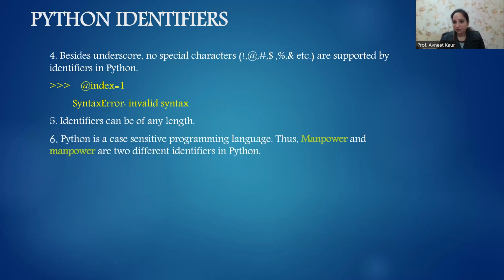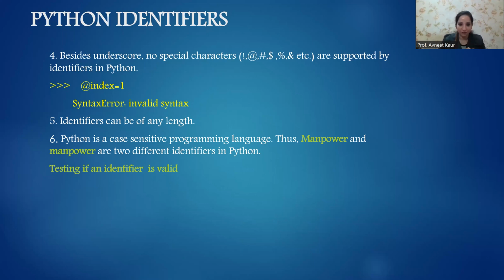Python is a case-sensitive language. So Manpower, as you can see on this slide, starting with a capital M, and all lowercase manpower, are two different identifiers in Python. Now, if I want to test whether an identifier is valid or not, how to do that?